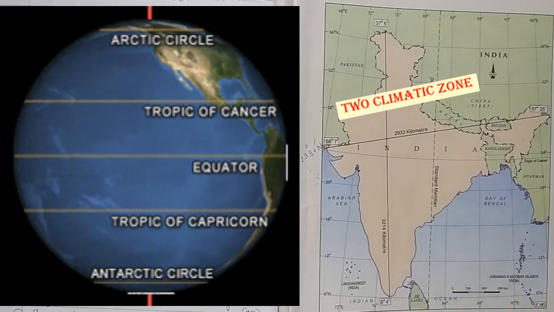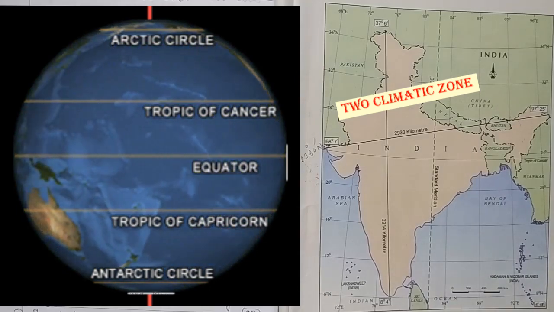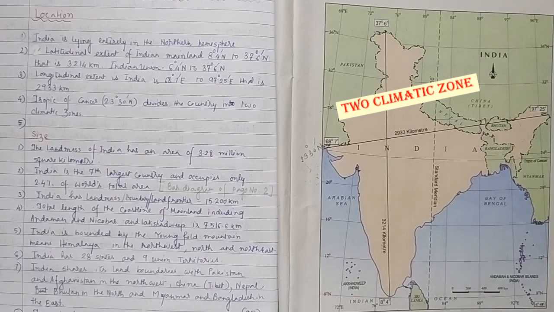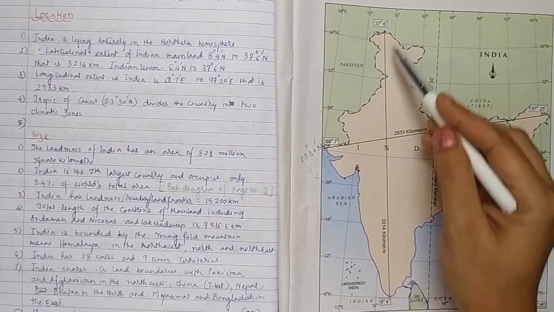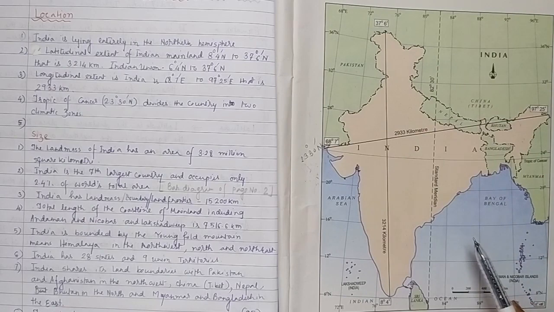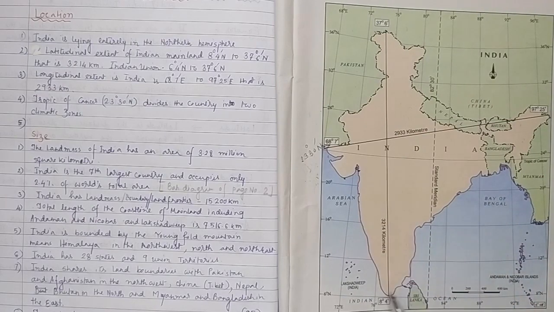Now we are going to discuss the size. The landmass of India has an area of 3.28 million square kilometer. India is the 7th largest country and occupies only 2.4% of the world's total geographical area. India has a land frontier of 15,200 kilometer. What is the meaning of coastline? The adjacent part of the coast, where the sea and the land meet, this is the coastline.